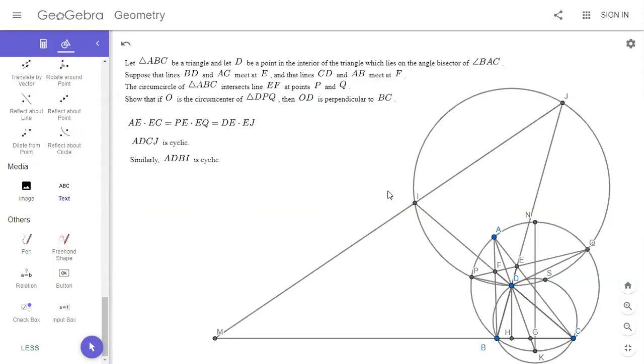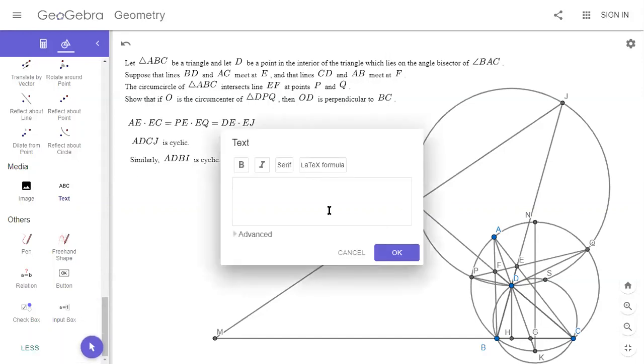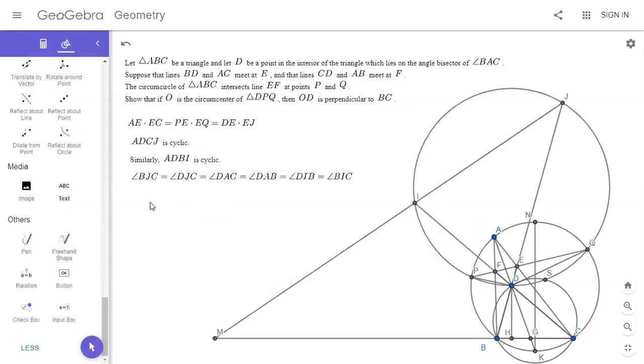So what was the next step? I forget. We make an angle chase. And oh yeah, that's right. I remember. So angle BJC is equal to angle BAC, angle BIC, let's see if that all fits in one line. Yes. So BIJC is cyclic.